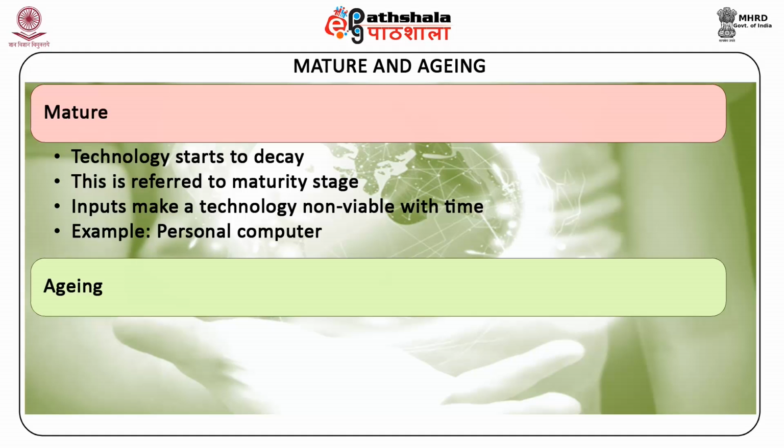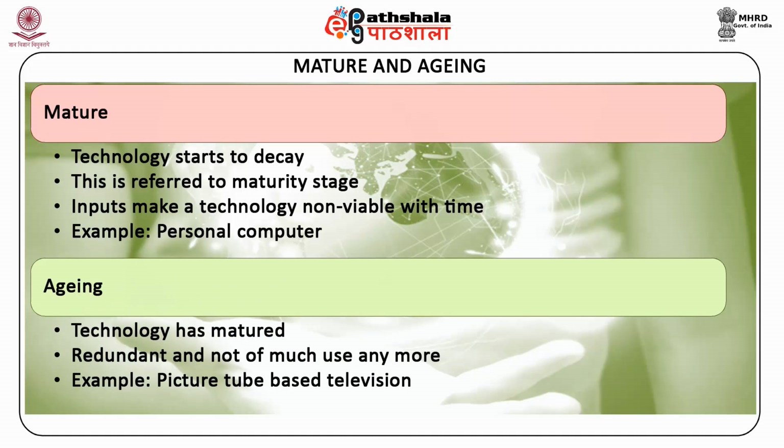The fourth stage is aging. Finally, beyond a time a technology has matured, it has to get old. When technologies age, they tend to become redundant and not of much use anymore. Just like humans grow old and finally die, similarly, a technology has its own lifespan. After that, it is of no use. For example, picture tube based television.